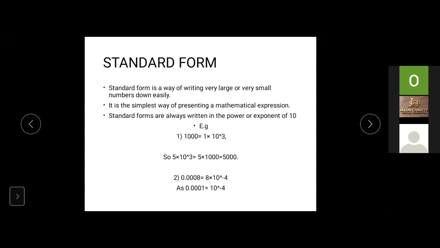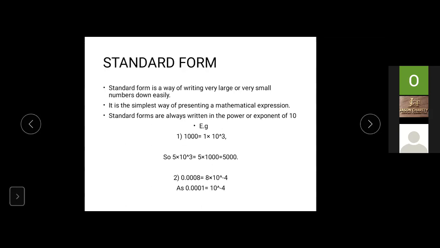Standard forms are always written in the power or exponent of 10. That's one thing we should note. When we talk of standard form, we are talking of the powers of 10. The base used is always 10. So for instance, we have 1,000. 1,000 is the same thing as 1 times 10 raised to the power 3. And like you said, once you write 1 million, we write it as 10 raised to 6. Want to write trillion, we write it as 10 raised to the power of 12, and so on and so forth.